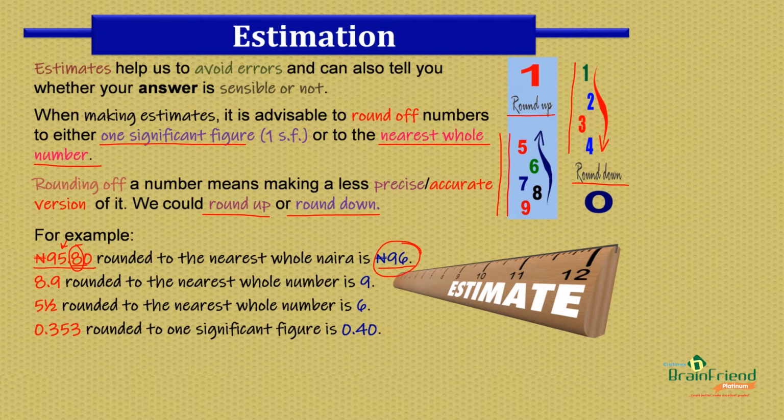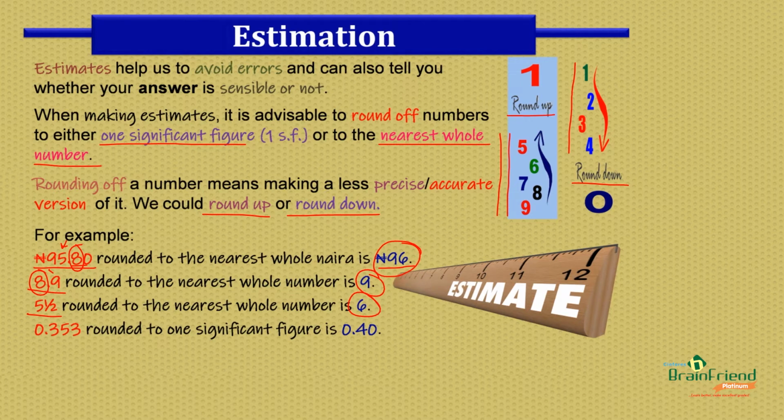Now, to the next example, we have 8.9 rounded to the nearest whole number. Our whole number here is 8. So, the next significant figure is 9. And for the number 9, we have to round up. So, we add 1 to our 8 and then our number becomes 9. Now, for our next example, 5.5. The next significant figure being 0.5 can be rounded up. Therefore, we add 1 to our 5 and then we have 6.